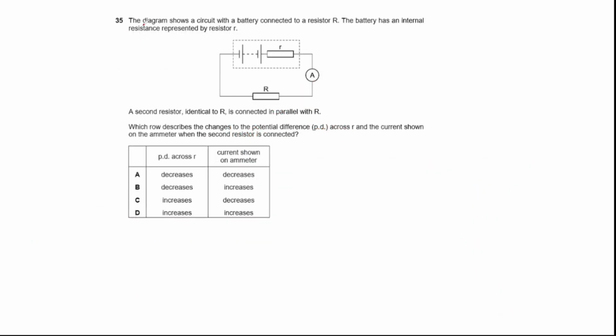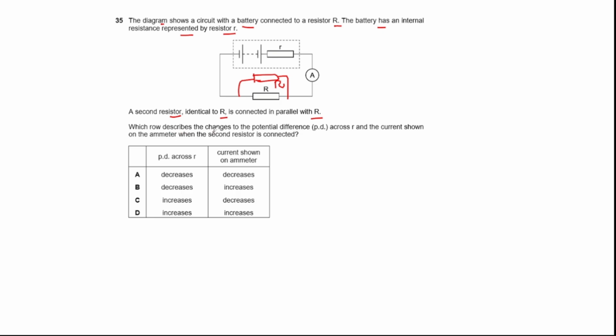Question number 35. The diagram shows a circuit with a battery connected to a resistor R. The battery has an internal resistance represented by the resistor R. So this is the internal resistor. A second resistor identical to R is connected in parallel with R. So there is an identical resistor R in parallel to this resistor.